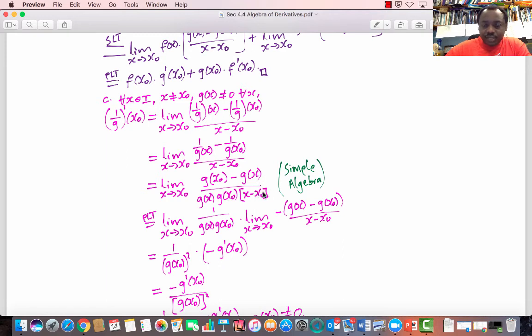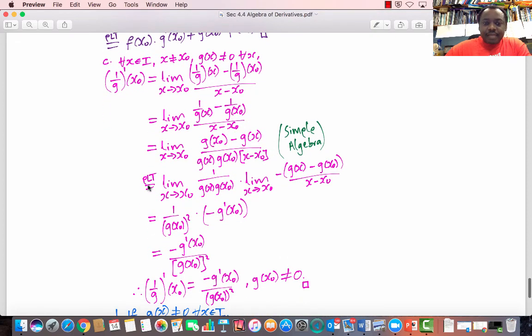Make sure you still do not have any problems with algebra of this nature. And by the product limit theorem or the product property, that becomes the limit as x approaches x naught of the product 1 over g of x times g of x naught, times the limit as x approaches x naught. Observe here that we have g of x naught minus g of x. We would like to have g of x minus g of x naught. Again, simple algebra, pull out the negative, and that gives me g of x minus g of x naught divided by x minus x naught.